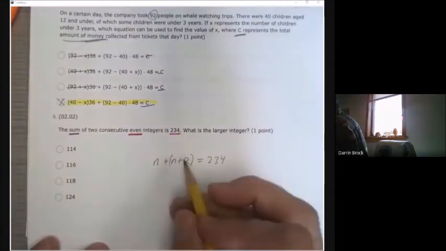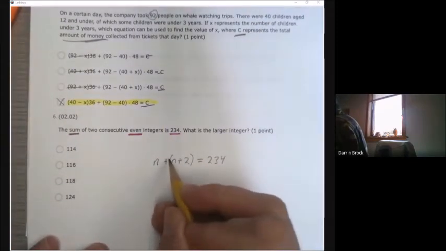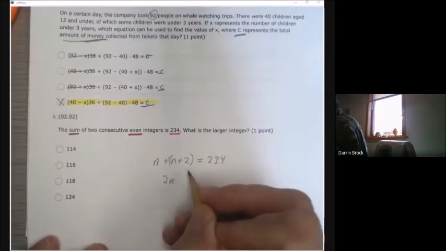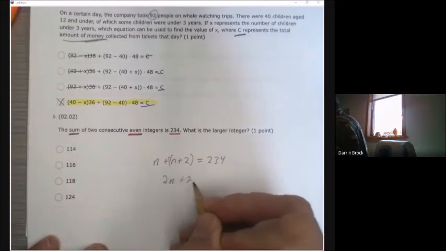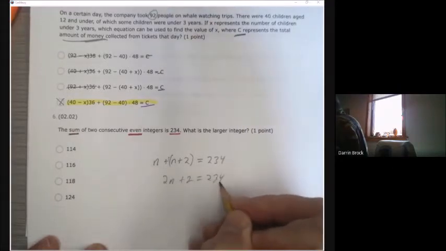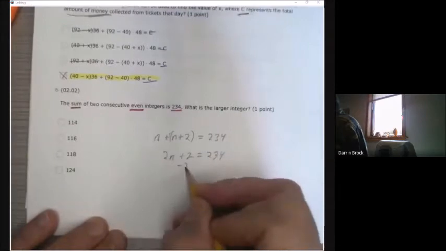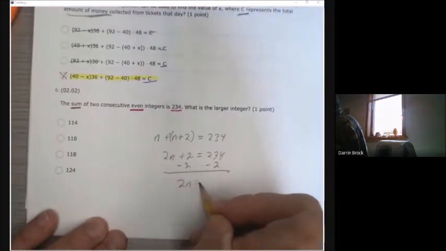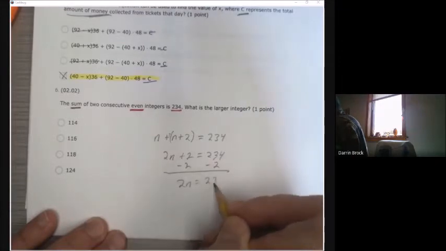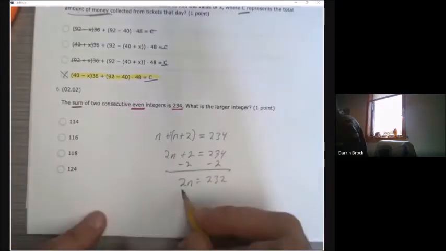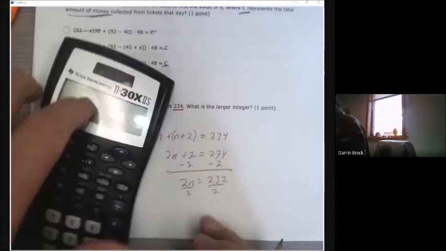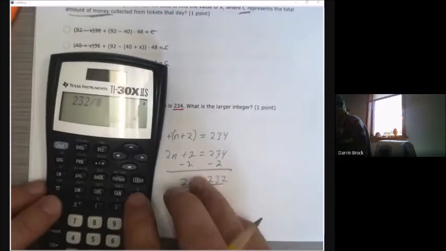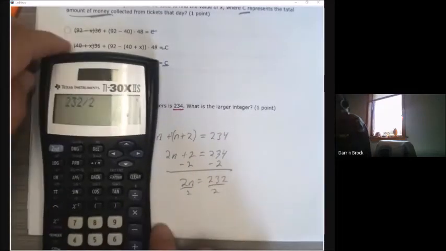So let's simplify this. N plus, this is just a 1 out here, so we don't really need the parentheses. N plus n is 2n, and then we have plus 2 equals 234. All right, so subtract 2 to get n by itself: 2n equals 232. Okay, so then we divide both sides by 2. 232 divided by 2 is 116.